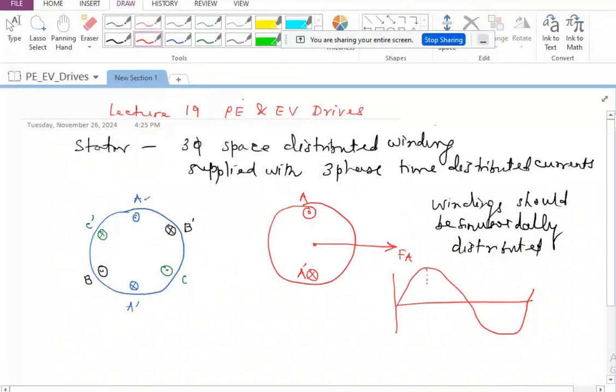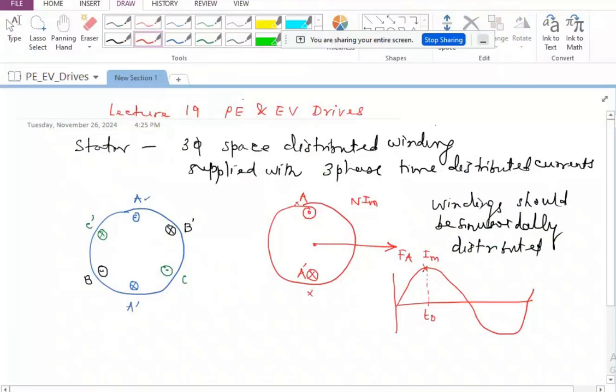So if I am talking about the instant which is corresponding to, say, T naught. So at T naught, when I am looking at the flux that is created, I should have, corresponding to whatever is the current here, if I may call this as IM, that is the maximum current. So N times IM is the MMF at this point in time. So I should see that along the FA axis, I will have maximum flux, and I should have minimum flux here as well as here.